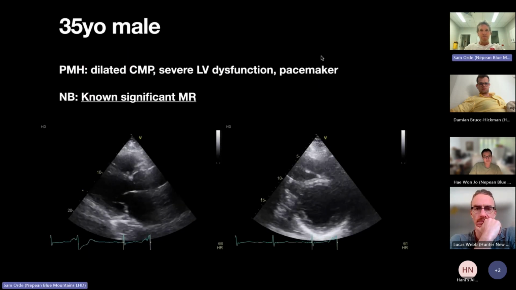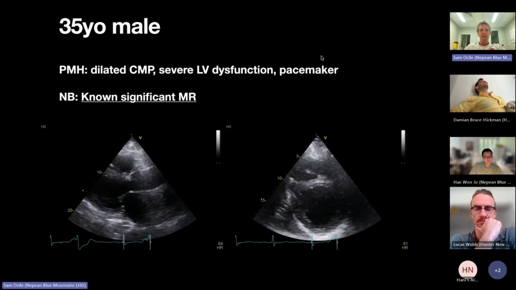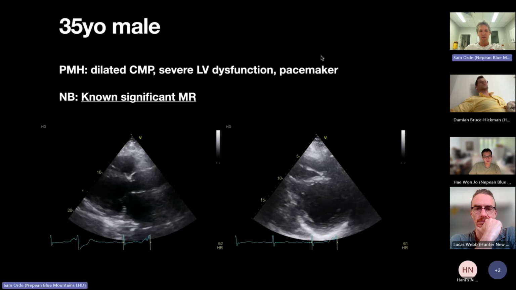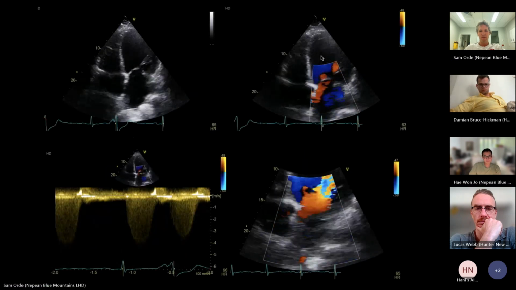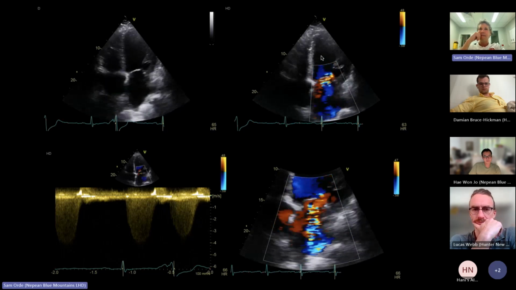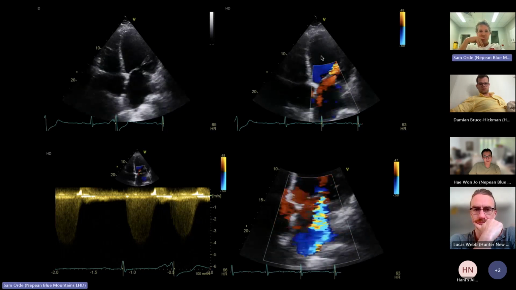Okay, what about this one? Do you want to have a crack at this? So 35-year-old male, dilated cardiomyopathy. He's got severe LV dysfunction. Okay? Yeah. So take me through how you're going to assess his left atrial pressure.